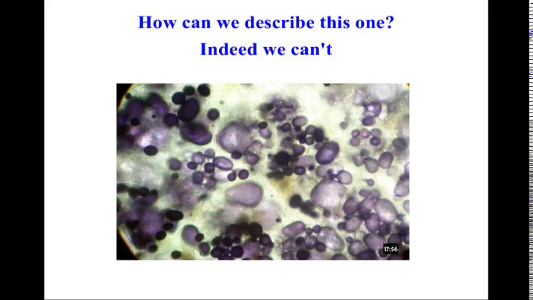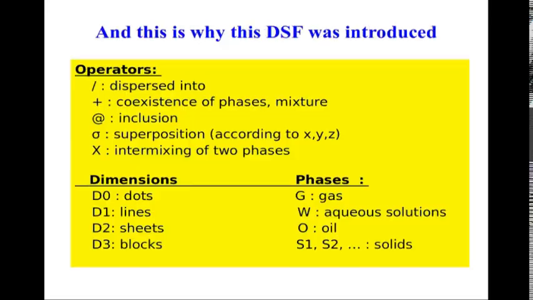But what is this system? Indeed, we have seen that it is probably a gel in a way, but it's also a suspension. So is it a gel of suspension? It would be quite long, and we need to find an easier system for describing the potato.